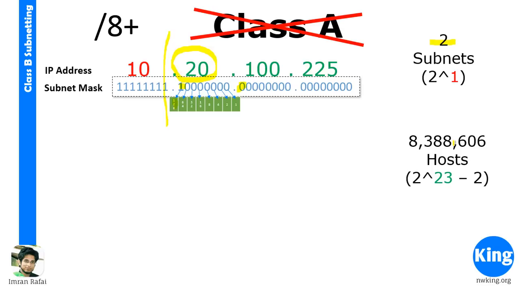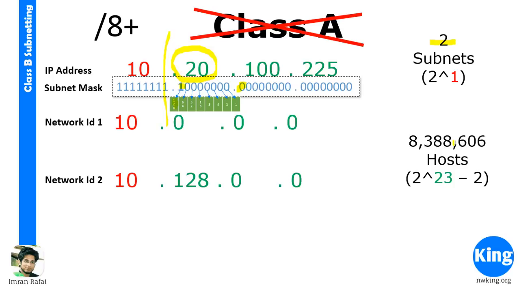Fine. Let's get into this question. So what is the network ID of the first network? We know this very, very well by now. So the first network is making everything as zero. So it is 10.0.0.0. How do we get the next network ID? We add the place value of the last bit.